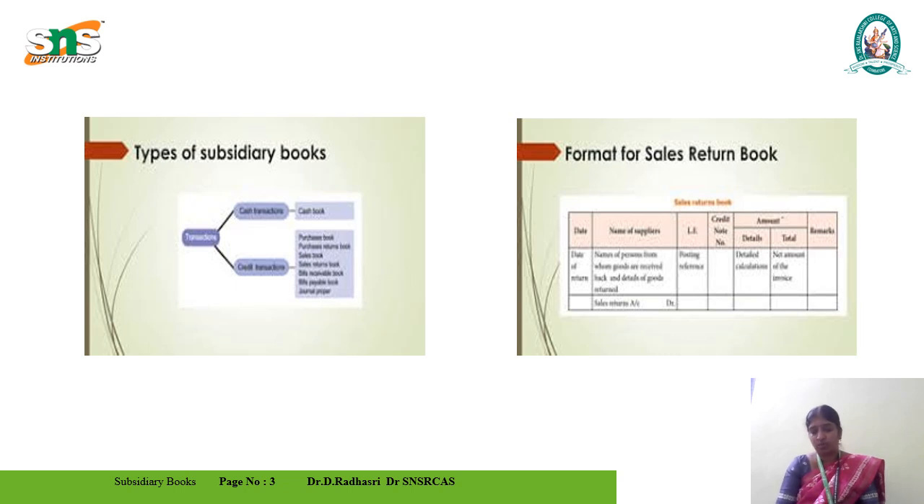In that way, the types of subsidiary books can be handled. I have already told you about the purchase, sales, purchase return and sales return. These are the four categories in the subsidiary books.